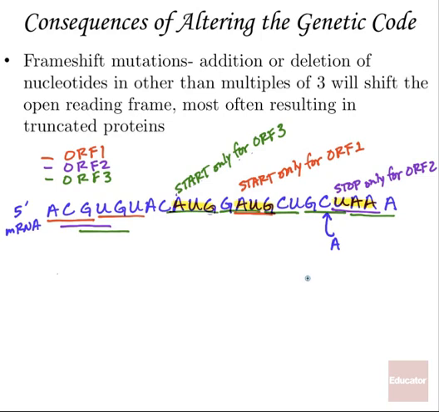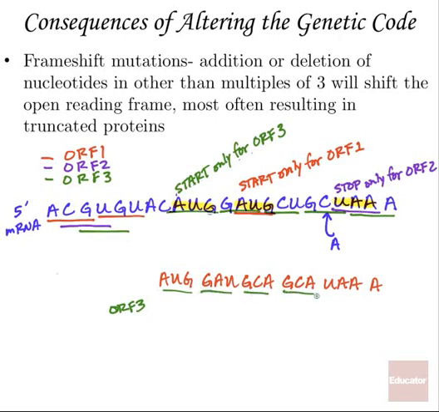Okay, so this would be AUG, GAU, GCU, GCA, UAA, A. Okay, so what we see here, now this is open reading frame 3. What we see is we have a start codon, an amino acid, an amino acid, an amino acid, a stop codon. Okay, so this is a truncated protein now.